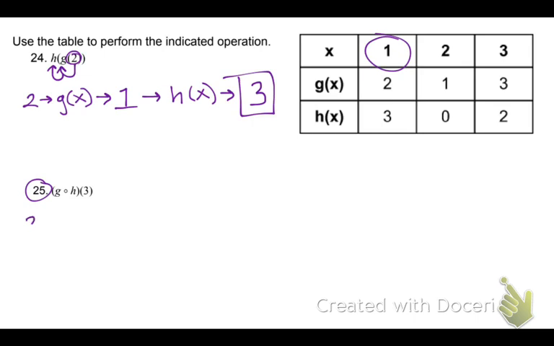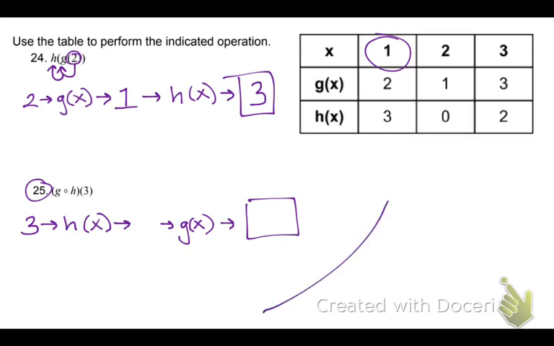All right, for number 25, we're going to take 3 and plug it into h of x. When we get an answer for that, we're going to take that answer and plug it into g of x. Our final answer will come out of the result of g of x. So if we come back up here to our table, taking 3 and substituting it into h of x gives me, when x is equal to 3, h of x is equal to 2. So my intermediate value is 2. I'm going to take 2 and substitute it into g of x. So when x is equal to 2, g of x is equal to 1. So my final answer is 1. Hopefully that's what you entered.